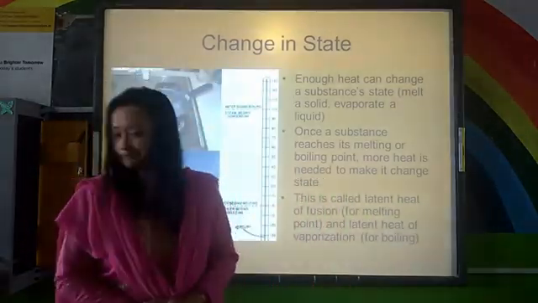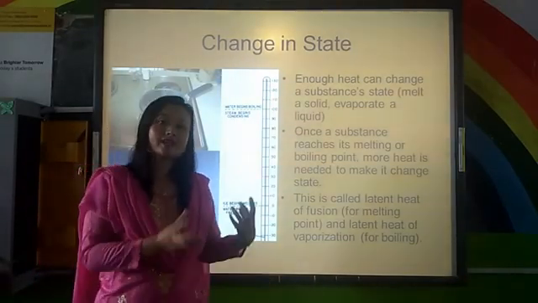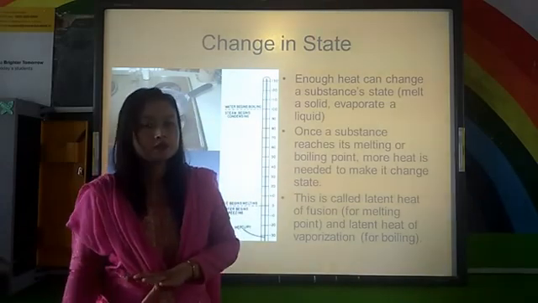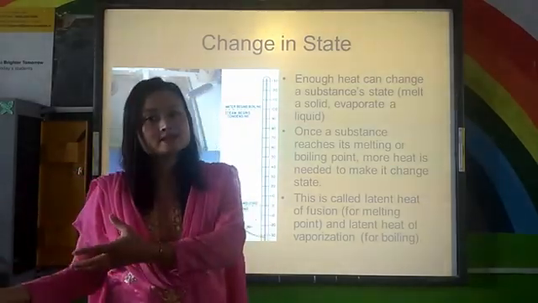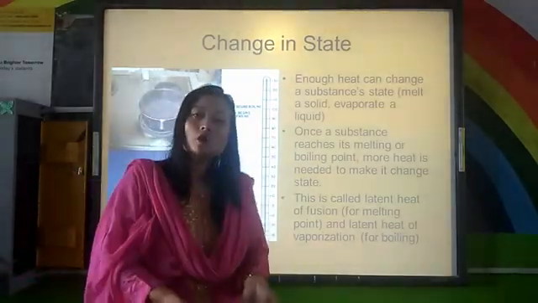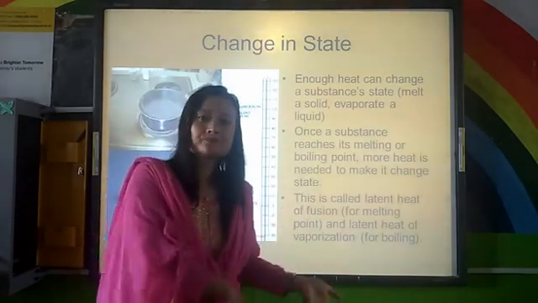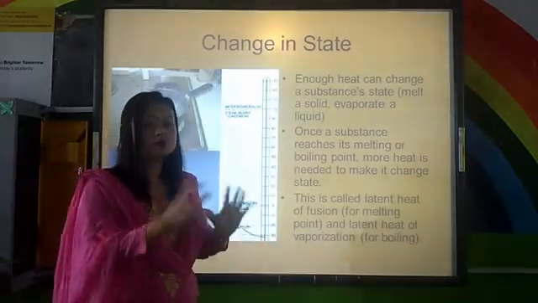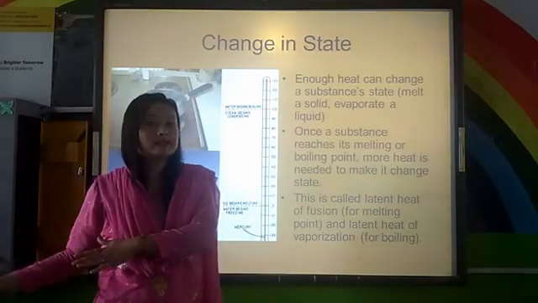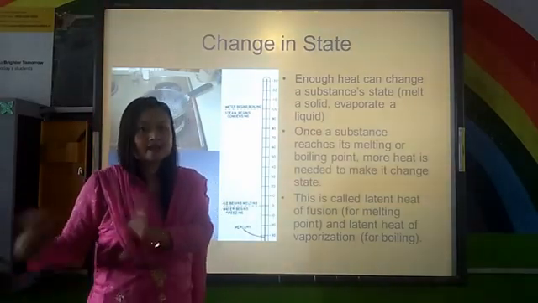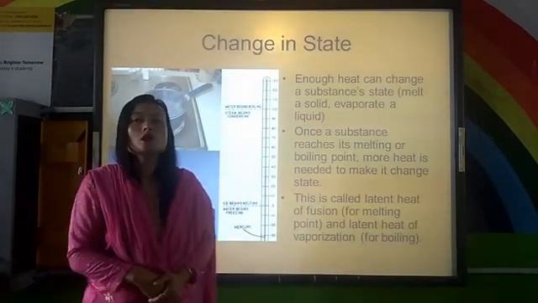Now, change in state. We discussed that a solid, when it gains heat, can change to liquid. When liquid gains heat, it can change to gas. When gases lose heat, they can change to liquid, and when liquid loses heat, it can change to solid. Solids can also convert directly into gases when they gain a lot of heat, and gases, when they lose a lot of heat, convert directly to solid.